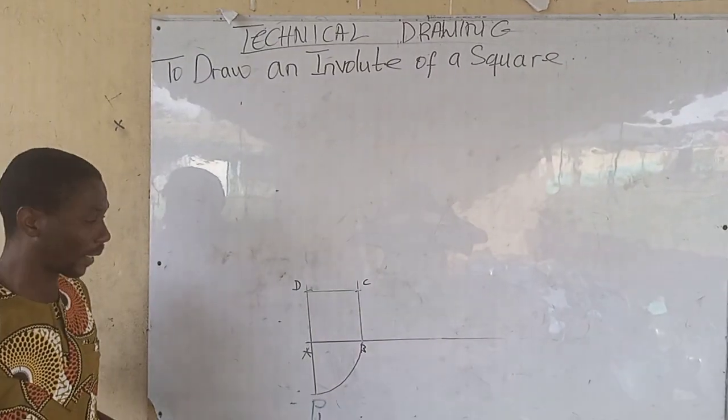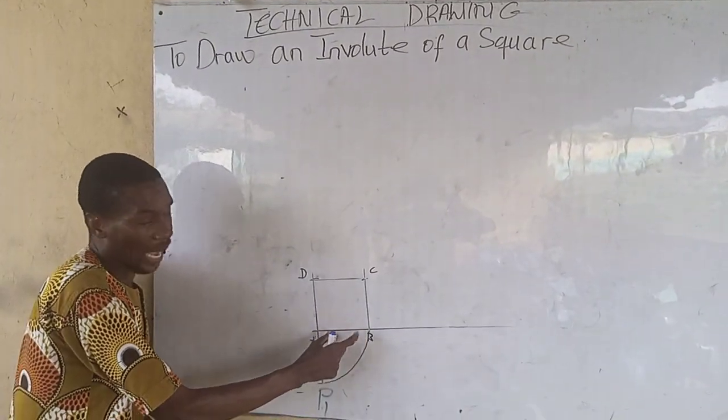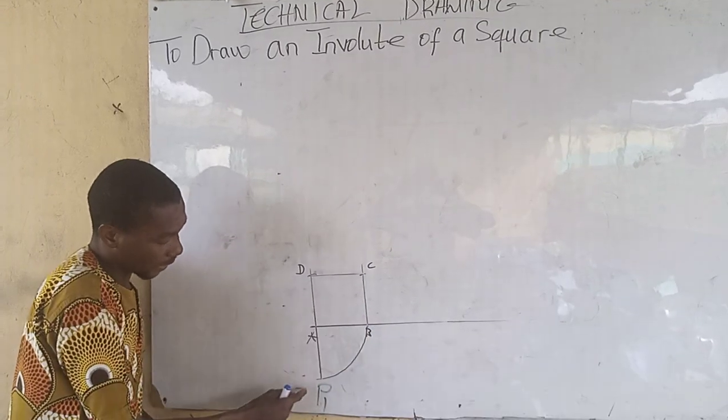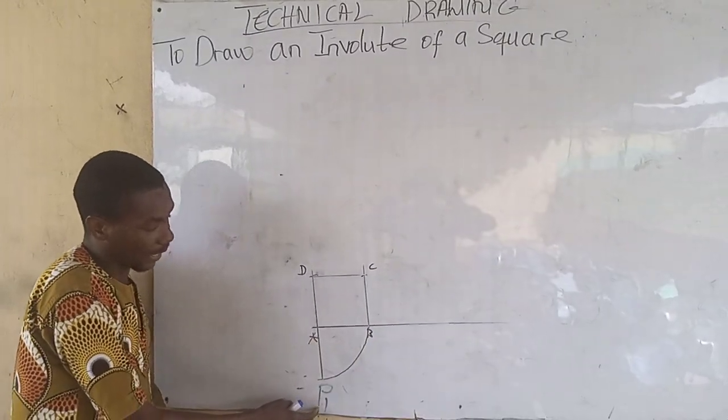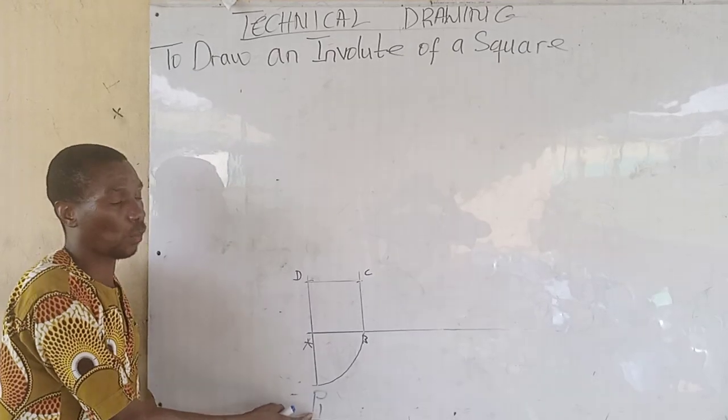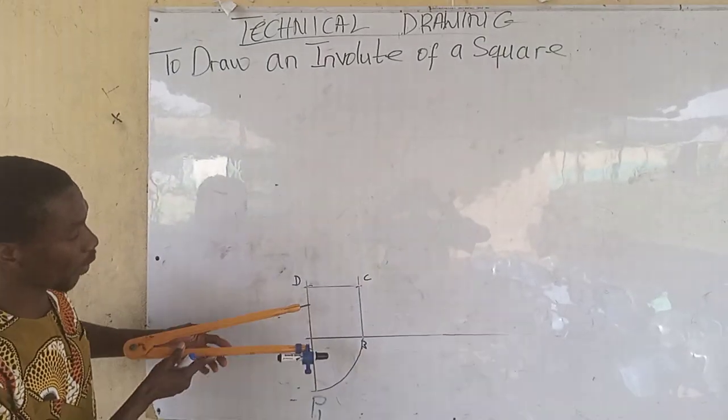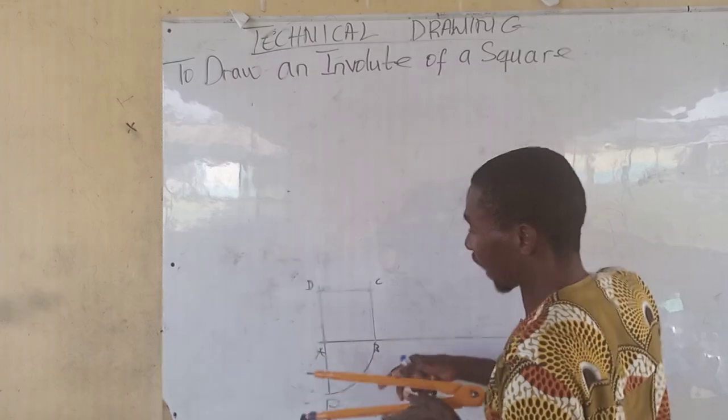Now let's move on. The length AB is our P1 or point 1. Good. Now we move on to the second one.